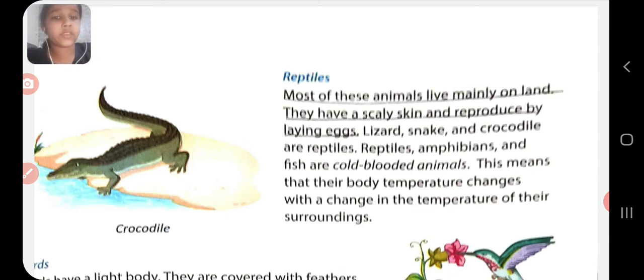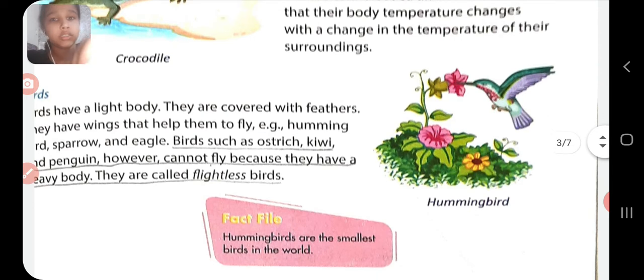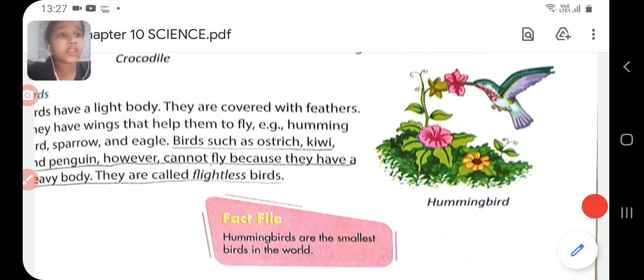Now, birds. Birds have a light body, यानी कि बहुत ही light body होती है जिससे वो fly कर सके. If they are very heavy, then they cannot fly, such as penguins and ostrich. These cannot fly, and hen also, because they have a heavy body.